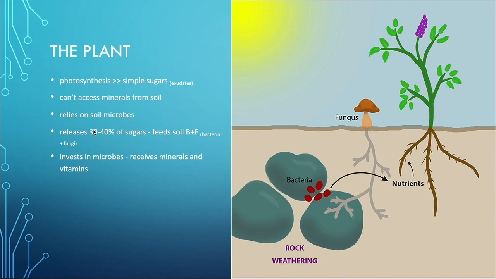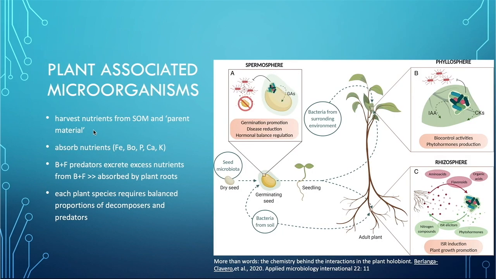And it actually invests in the microbes. Because it gives so much of the sugar that it photosynthesized, it invests in these microbes and receives minerals and vitamins in return. Beautiful system, and you can see it function there in that image on the right. Rock weathering by bacteria and fungi, and the nutrient acquisition, mostly through the symbiotic fungi that are on the roots actually growing on the plant to deliver those nutrients as well. So from the beginning of the plant's life, there is a very big reliance on the plant-associated microbes.